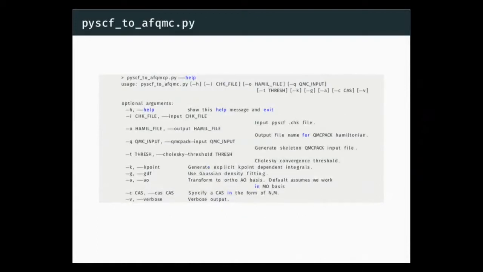If you want to learn more about the various options available to you, just pass help to the script. The only other options available are GDF, which means use Gaussian density fitting, which isn't currently in the development version of the repository, but will be coming soon. And for molecular calculations, you can specify a CAS in the form of a comma-separated list of N and N, for the number of active electrons and orbitals. And then it will generate the Hamiltonian in this CAS.